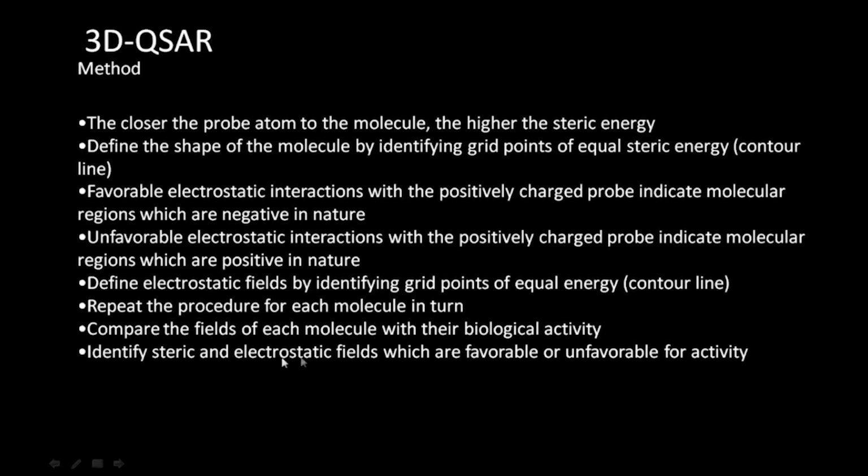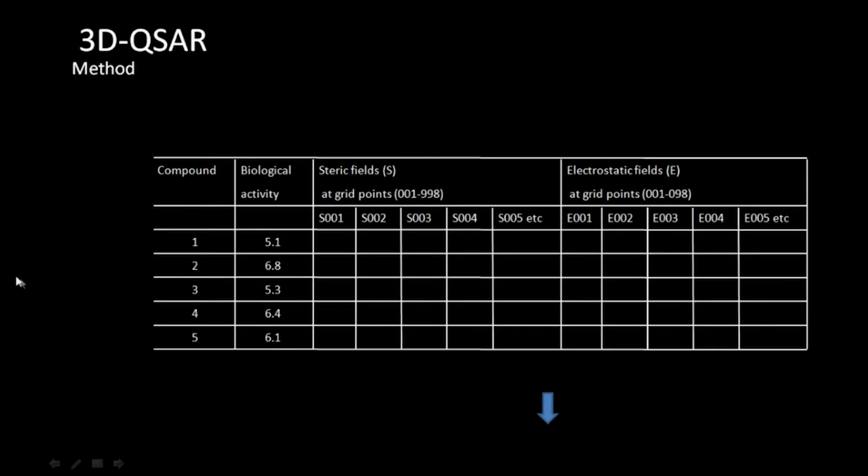So you identify steric and electrostatic fields which are favorable or unfavorable for activity. So compounds 1, 2, 3, 4, 5. So this is the biological activity. So this could be the grid points. At each of the grid points you have the probe, and then you get the steric interaction. When you place it here, you get some number. When you place it here, you will get some number. You place it here, you get some number, and so on with respect to steric. Again with electrostatic, when you place it here, say 001, you get some number, and so on.